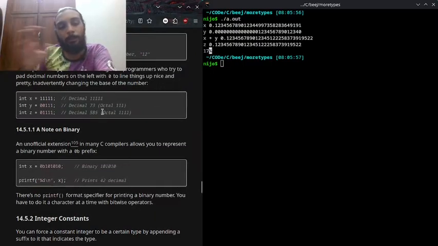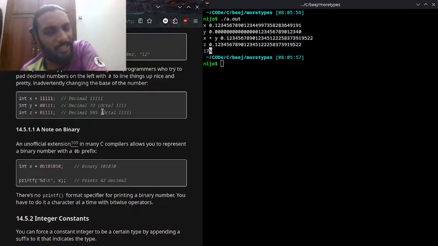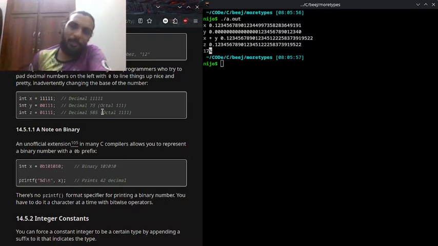This is particularly problematic for beginner programmers who try to pad decimal numbers on the left with 0 to line things up nice and pretty, and admittedly changing the base of the number. What the fuck? Who would do that? People do that? No way, bro. What the fuck?